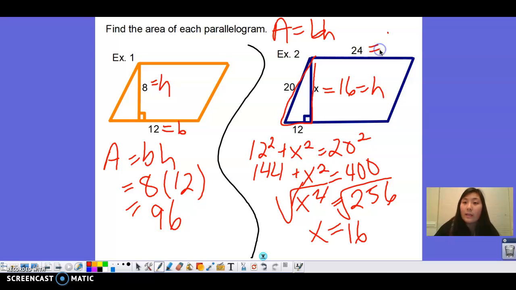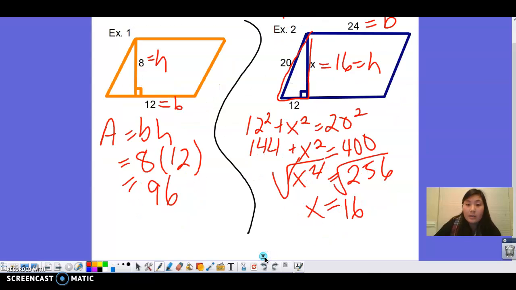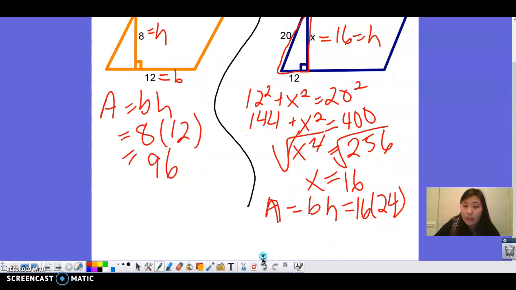And then the 24 right here is going to be our base. So even though it's on the top, that can still be our base. So then our actual area formula is going to be area equals base times height, which is equal to 16 times 24. And that is going to equal 384 as our area for this example. So make sure you get these examples down in your notes on the template that I gave you. Again, you might have to pause the video.